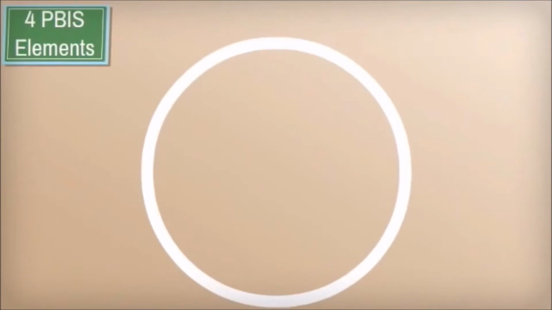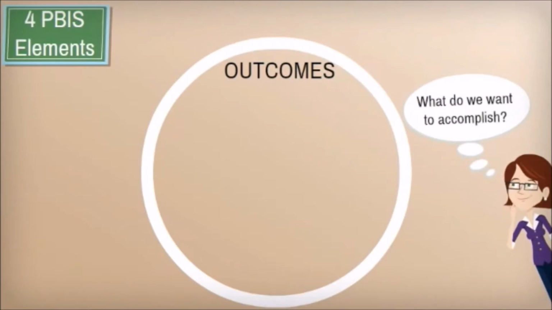Today we'll be talking about PBIS in the classroom, data collection. Let's start with a review of the 4 central elements of positive behavioral interventions and supports. First, we must have outcomes before we implement positive behavior interventions and supports. What do we want to accomplish?